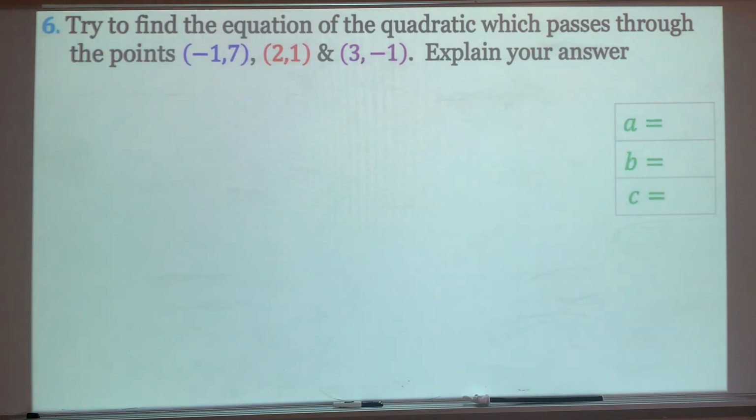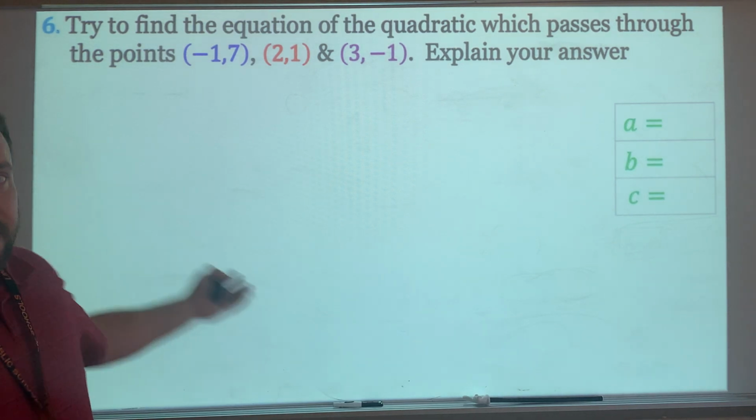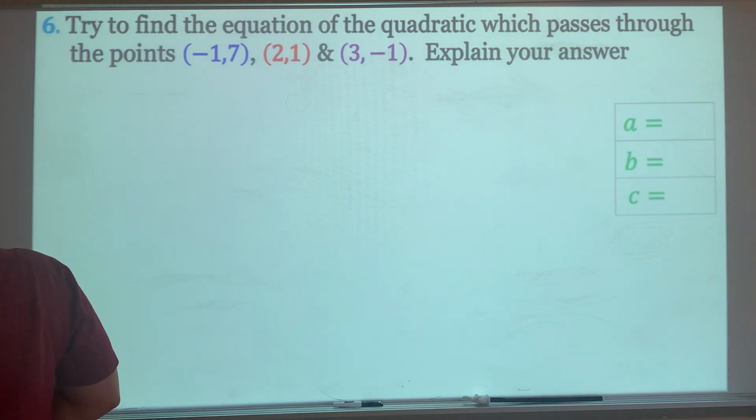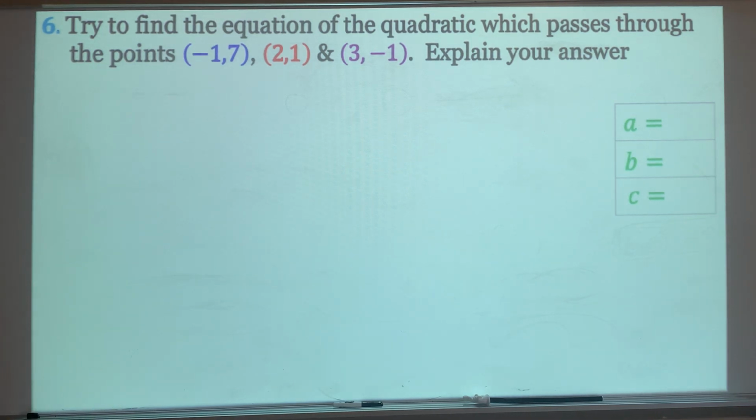Problem number 6 here says to try to find the equation of the quadratic which passes through those points. The same thing we just did. So go do another problem like this. All right, should be done once again.